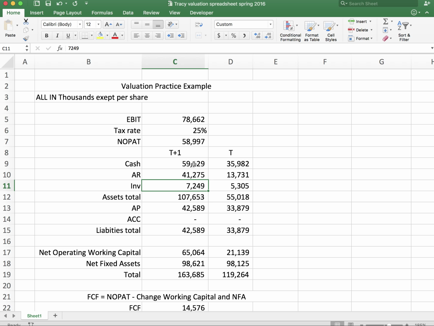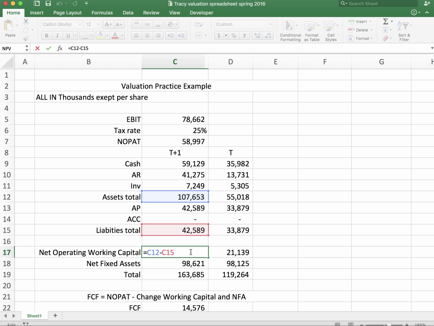Cash, accounts receivable, inventories, which adds up to the asset total. And then accounts payable and accruals. In this case, we don't have any accruals, which adds up to the liabilities total. And if you subtract those two, you get our net working capital, which is assets minus liabilities. It shows our net working capital here.